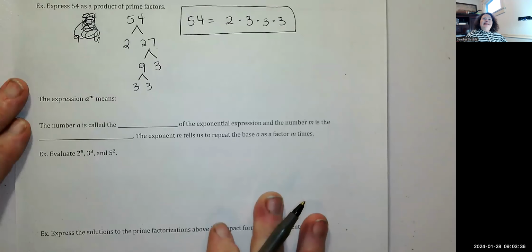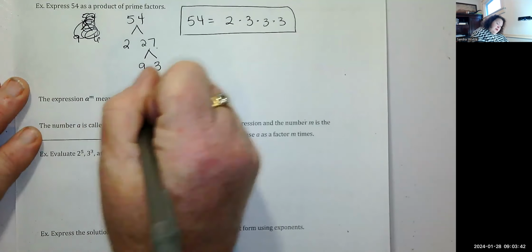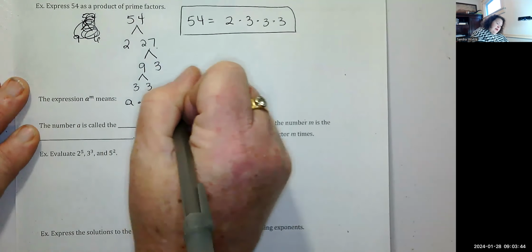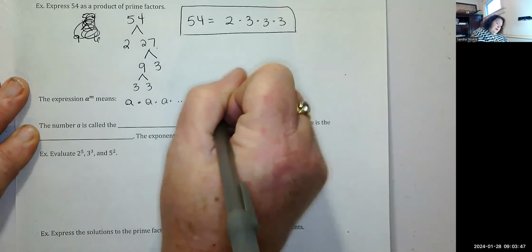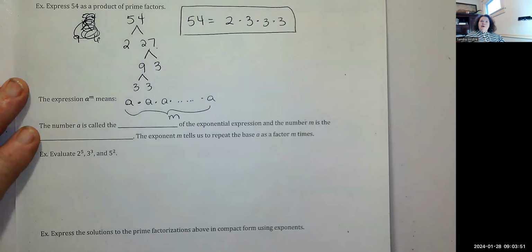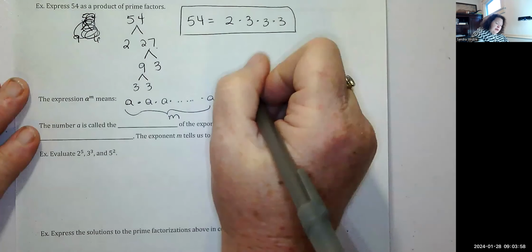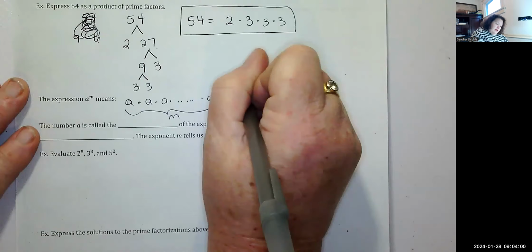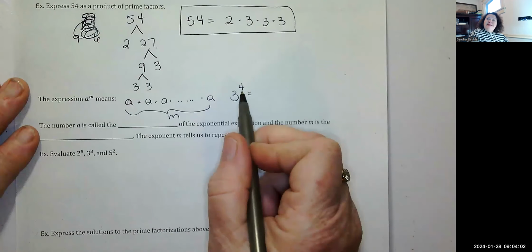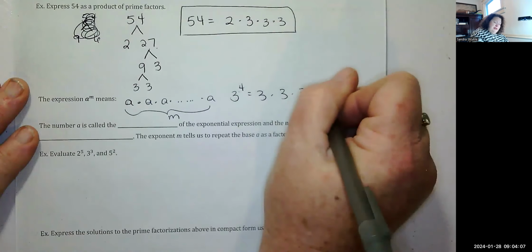Okay, the expression a to the m means a, m times: a times a times a, dot dot dot, times a. We want to do it m times. It's based on what that exponent is, the number in the top right. So say we have 3 to the 4th. That just means we need 3 times itself 4 times: 3 times 3 times 3 times 3.